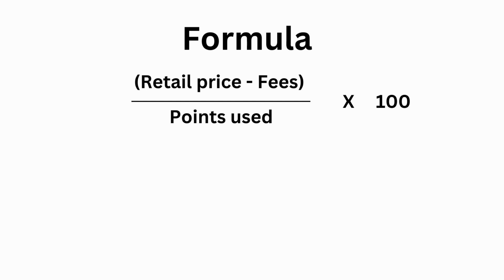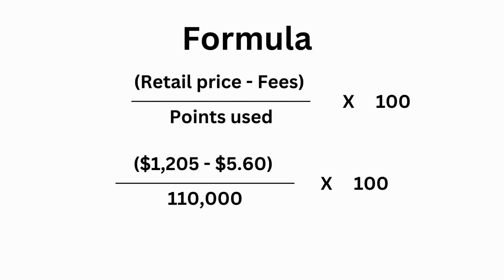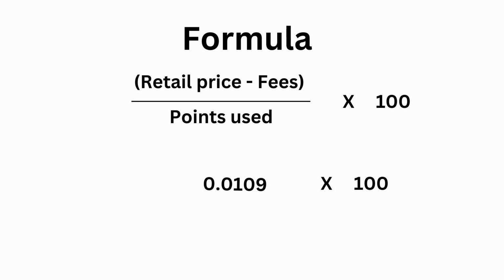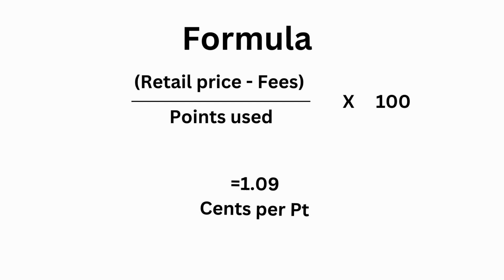First, you take the cash price of the ticket, which in this case is $1,205. Then you subtract the fees that you're paying, which is $5.60, which leaves just about $1,200. You take that value and divide it by the amount of SkyMiles or points you're using. Once you divide it, you multiply that number by 100. And then you can see you're getting 1.09 cents per point.